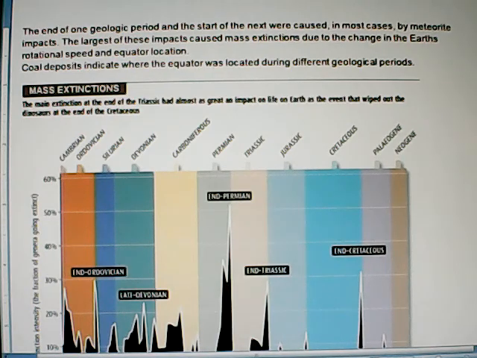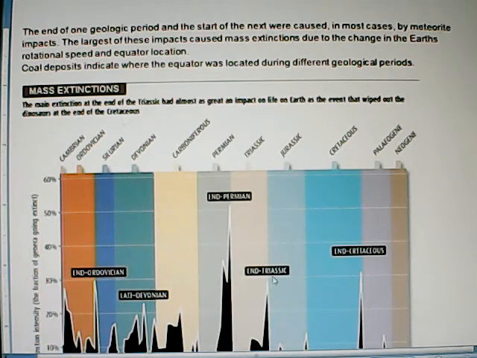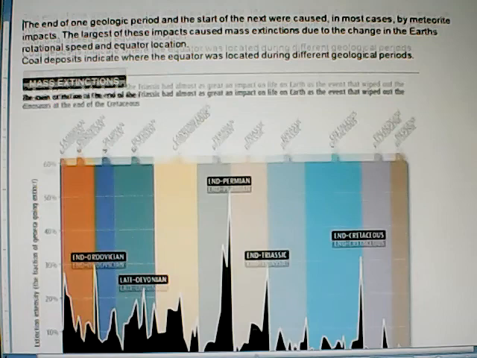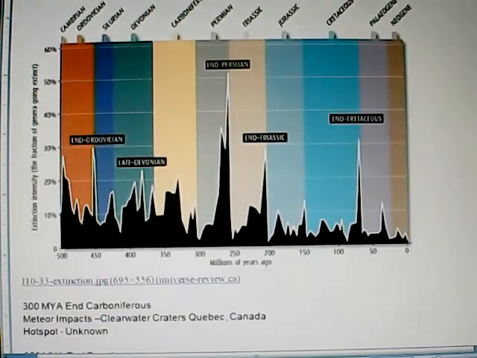Okay, I'd like to discuss how meteor impacts affect coal deposits. The end of one geological period and the start of the next were caused in most cases by meteorite impacts. The largest of these impacts caused mass extinctions due to the change in the Earth's rotational speed and equator location. Coal deposits indicate where the equator was located during different geological periods. So you can see the mass extinctions that occurred were very abrupt, most likely caused by meteor impacts.